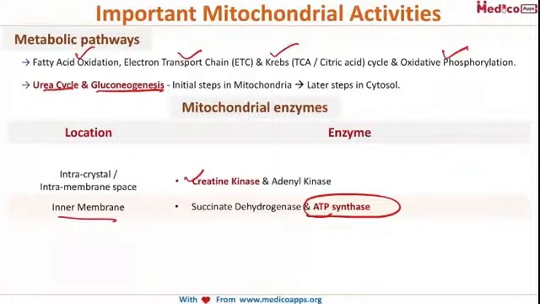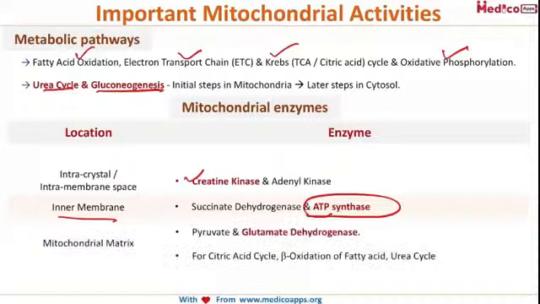We have seen that there are two membranes, right? The outer and the inner membrane. So ATP synthase is present on the inner membrane along with succinate dehydrogenase. Now the mitochondrial matrix has pyruvate and glutamate dehydrogenase and also enzymes required for citric acid cycle, beta oxidation of fatty acids and the urea cycle. All of these are present in mitochondrial matrix.